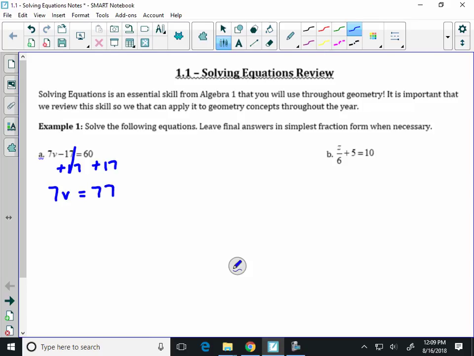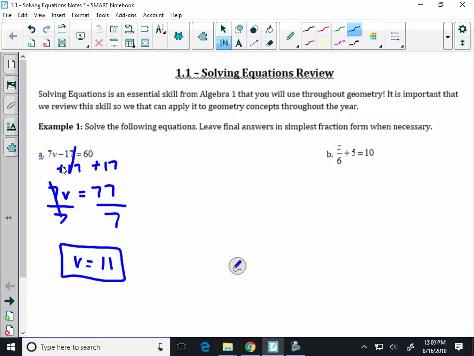We still have to get that variable by itself. What's our next step? 77 divided by 7. Perfect. Divide both sides by 7. And when we do so, 77 divided by 7 is what? 11. Perfect.